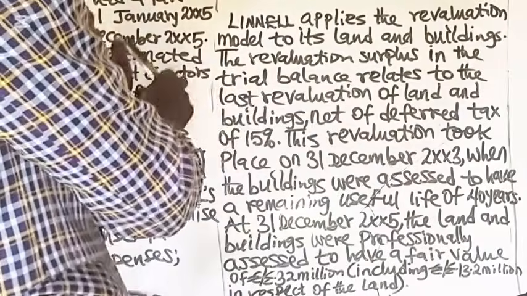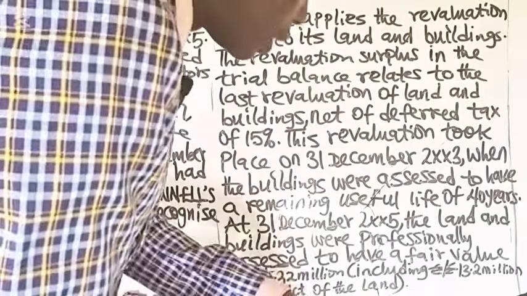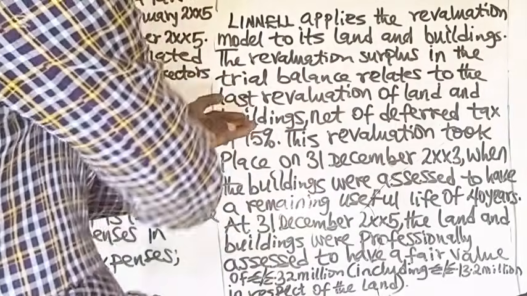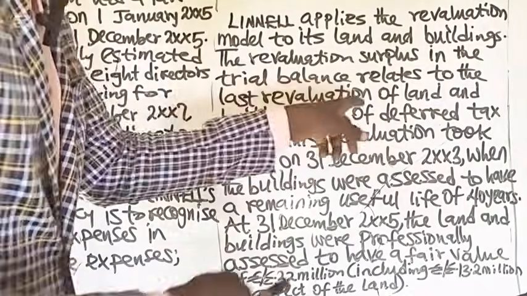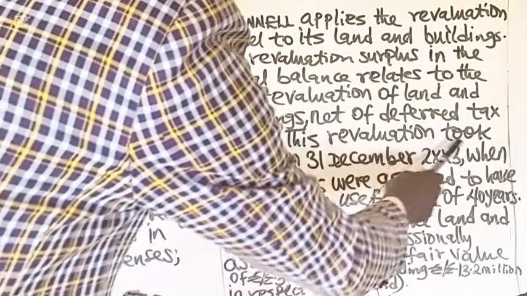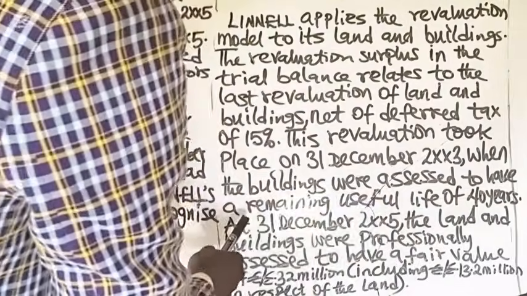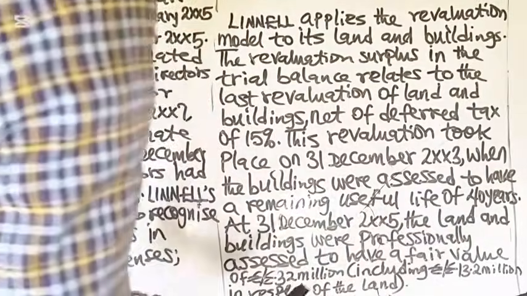So the revaluation you have in the trial balance was the previous revaluation that has happened, not the one that just happened during the year. And you were told it was net of deferred tax. That means the deferred tax has been deducted from the previous revaluation. That is why you'll be having an opening balance in respect of deferred tax in the trial balance. Now, this revaluation took place on 31st December 2003 when the buildings were assessed to have a remaining useful life of 40 years. As at the date of the previous revaluation, you were told that the building was assessed to have a useful life of 40 years.